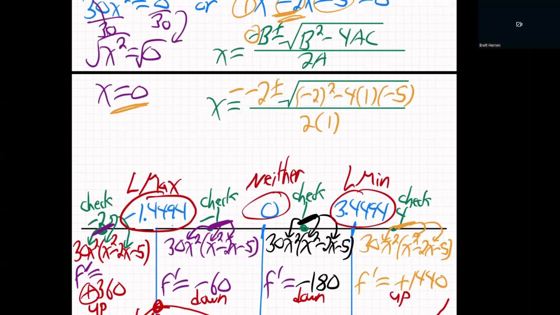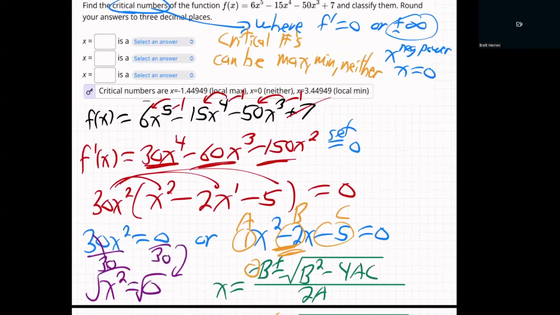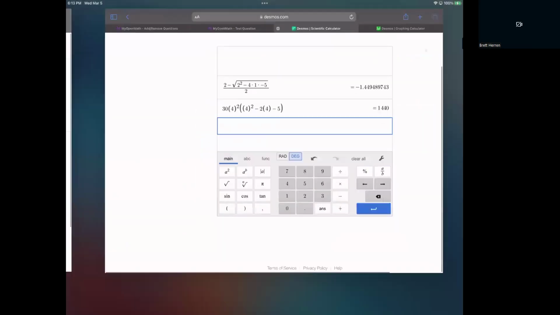That's what we're figuring out. Hey, it's good to see that this is true. As we wrap up this video, let me show you 6x to the fifth minus 50x cubed plus 7. I'm writing it down real quick on my paper. Let's go to the Desmos grapher. I still have that online.